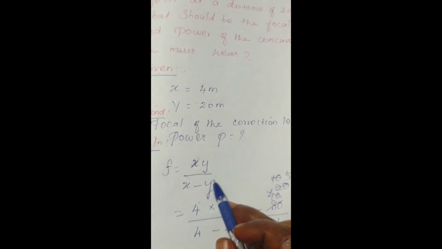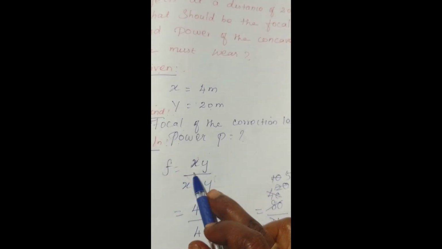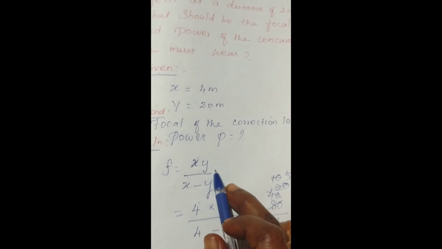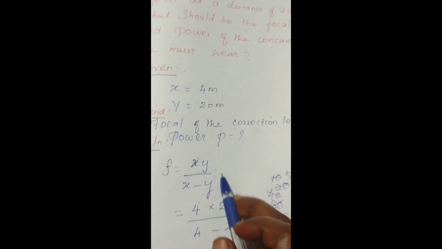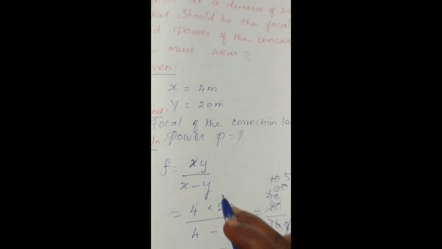Okay, have you all understood? This is the formula: F is equal to xy by x minus y, for calculating the focal length of the concave lens of the myopic person. So you are getting this answer: power of the lens P is equal to minus 0.2 diopter.